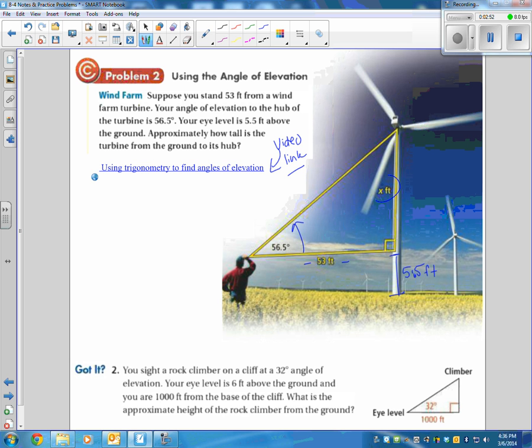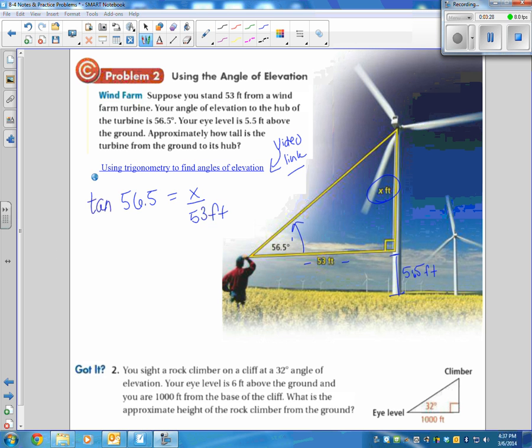So once we find x, we're going to have to actually add x to 5.5. So if I look at this angle here, 56.5, I have the adjacent side, and x is going to be the opposite side. So I am going to use the tangent function. So I'll say the tangent of 56.5 equals, and again, tangent is opposite over adjacent, so that would be x over 53 feet. And I'll just punch that in my calculator and see what I get.